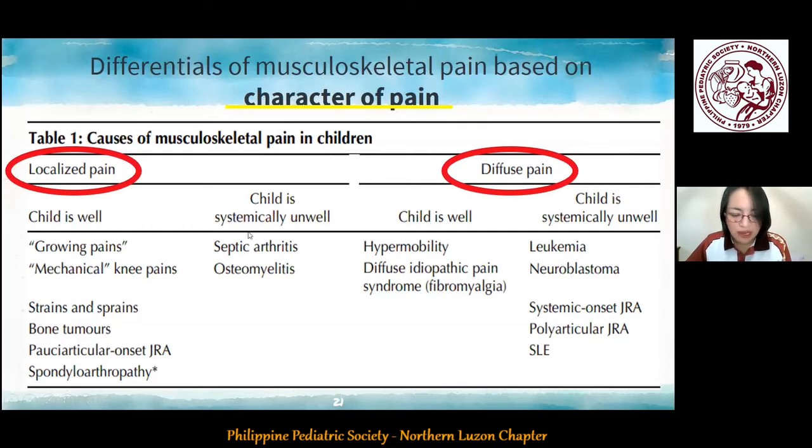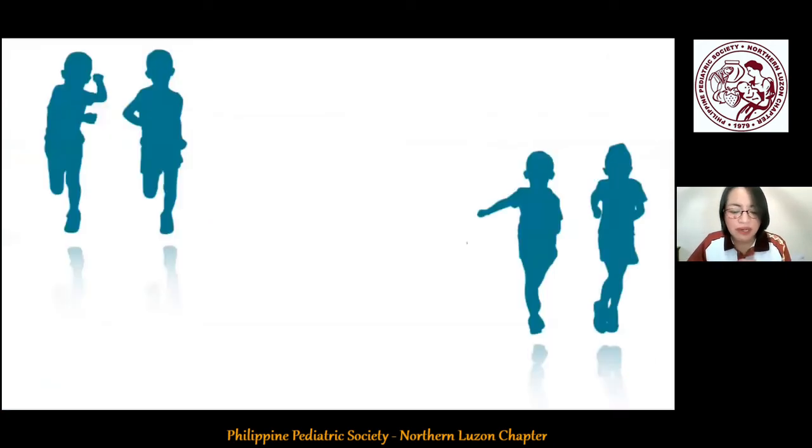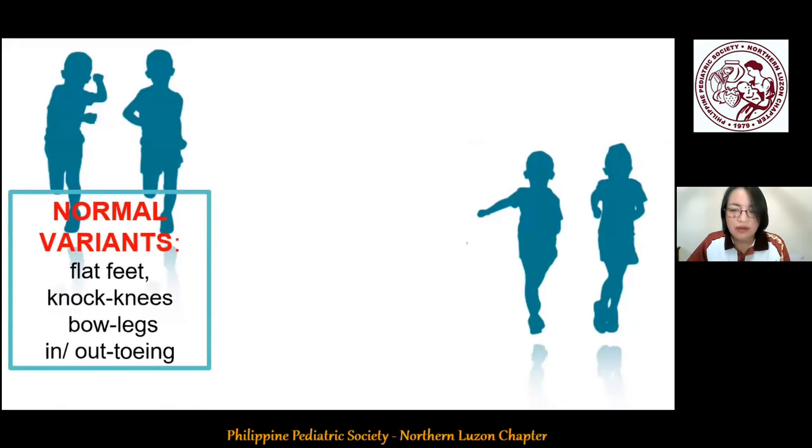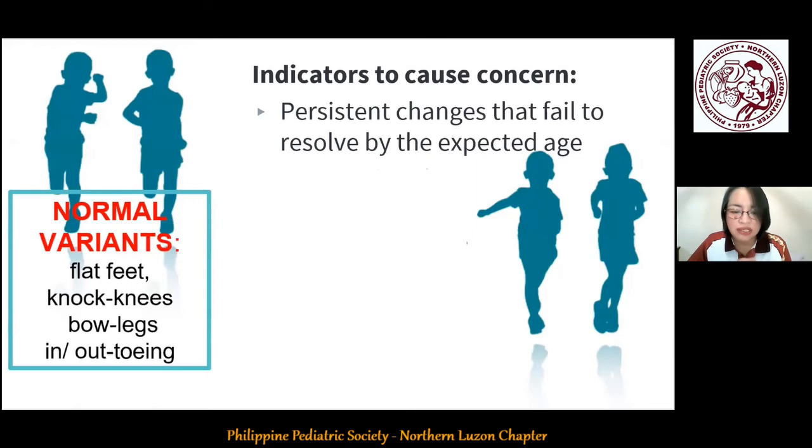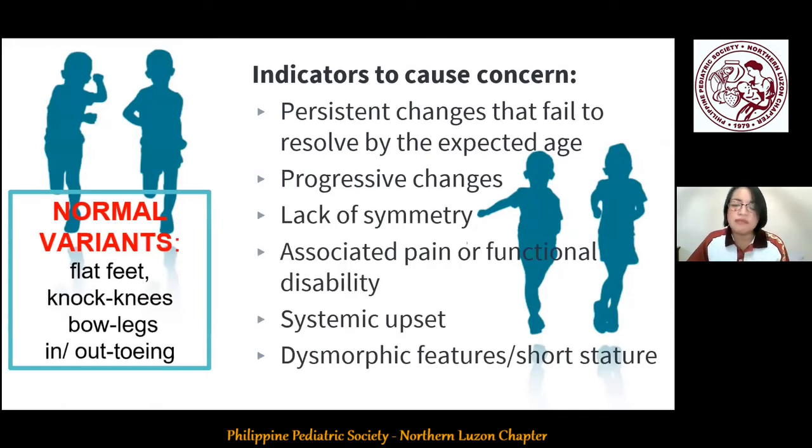Okay, but otherwise, when a patient comes to our clinic with a distraught parent who gives us all this history of aches and pains and whatnots, all these differentials really come into mind. But what is important is we know what is normal, what to look for, and when to worry. And these are, if there are persistent changes that fail to resolve by the expected age, if there are progressive changes or worsening, if there's a lack of symmetry, if there's associated pain or functional disability, systemic upset, and dysmorphic features or short stature that will make us consider a genetic condition.